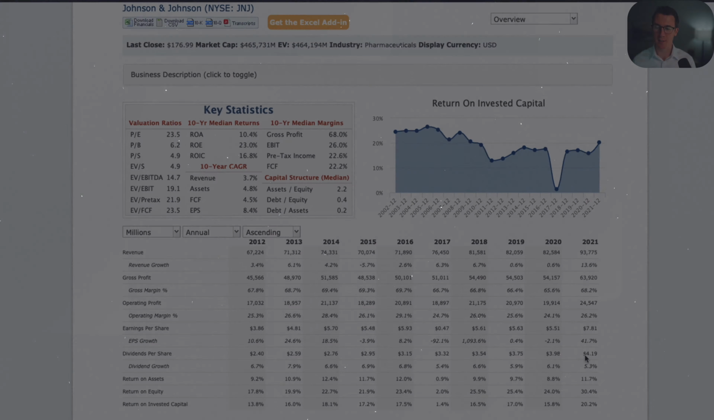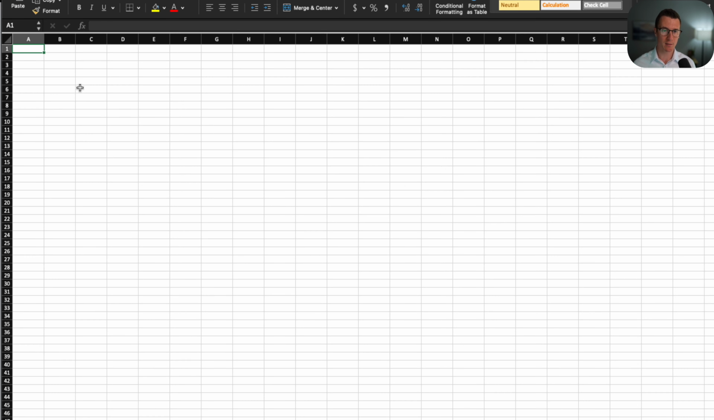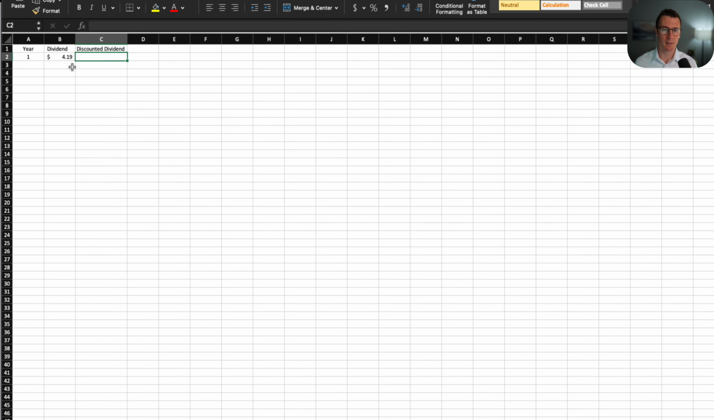So first, we're just going to start with the dividend per share, which for Johnson & Johnson was $4.19. So just open Excel and we're going to make a year column and a dividend column. So in the first year, we're going to make $4.19. And then in this column, we're going to do discounted dividend. And so what this represents is how much you're going to pay today in order to get $4.19 in a year, just like we did with your uncle.